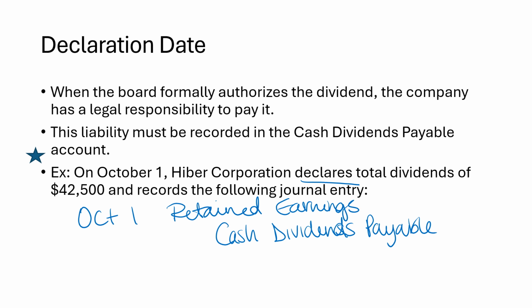for the amount of $42,500. So note that there is no cash affected at this point because we're not to the payment date yet. This is simply just recording the liability.